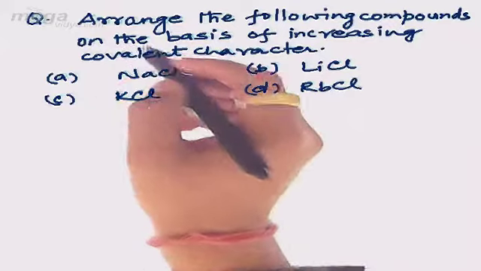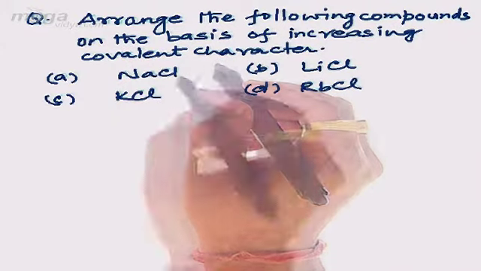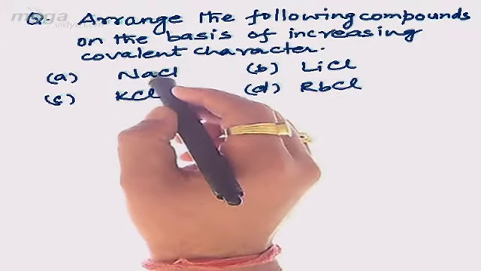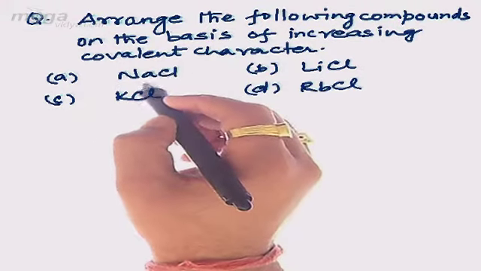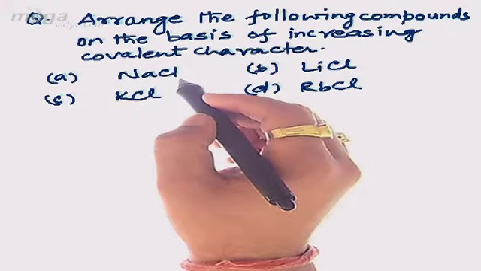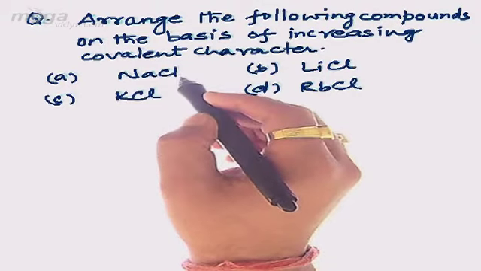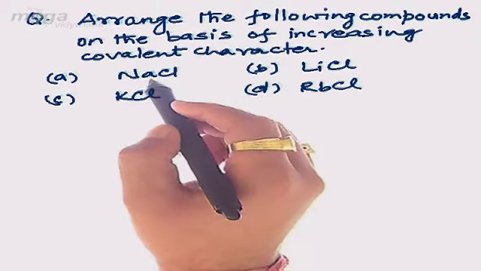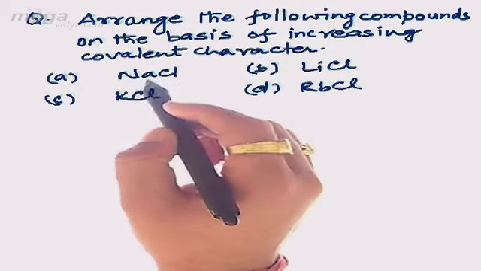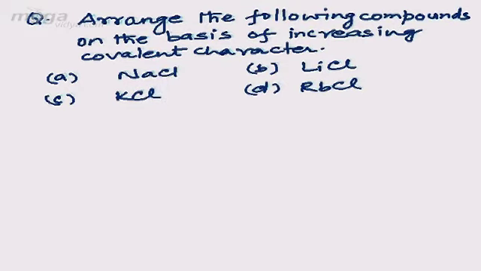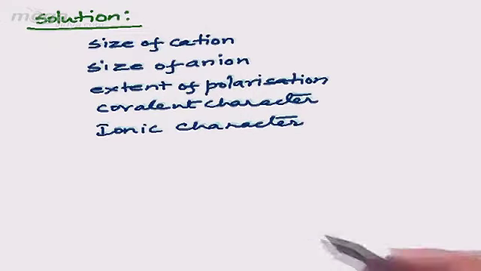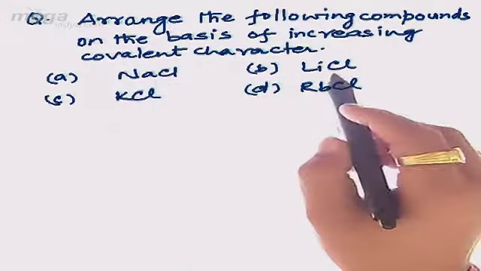Now as discussed during Fajan's rule, as the size of the cation, that is the metallic part in the compound, decreases, or with the increasing size of the anion, the polarization power or the extent of polarization increases, and as the extent of polarization increases, there will be an increase in the covalent character and the ionic character will be decreased.